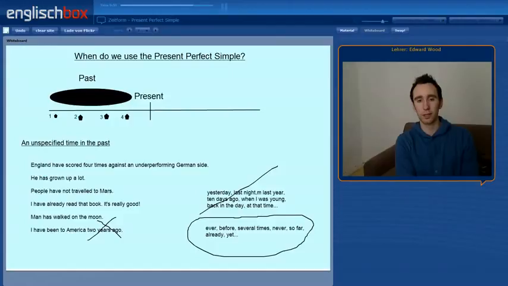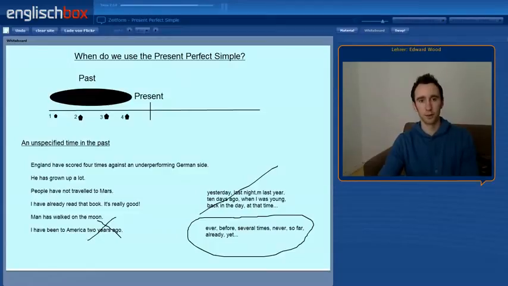On the other hand, we do not use adverbs or time expressions such as yesterday, last night, and last year, because these identify one particular time point in the past. So, with the present perfect simple, you cannot use such expressions, and if you do add these time expressions to the present perfect simple, then it will sound incorrect.